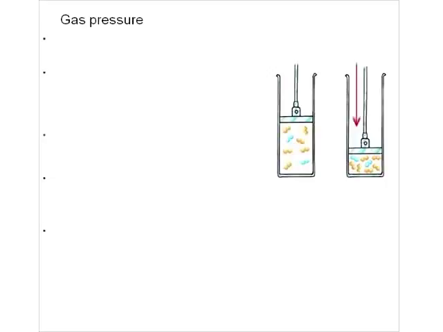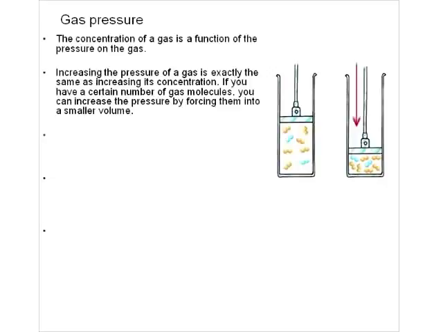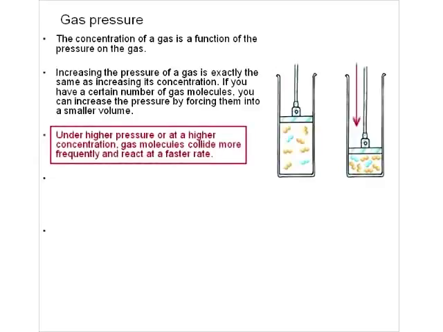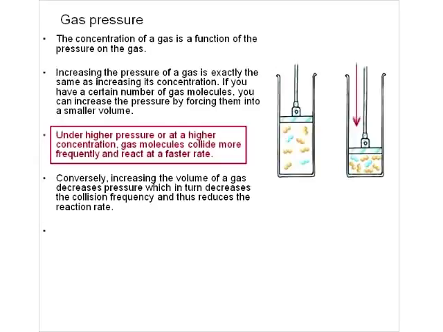So in terms of gas pressure, increasing the pressure of the gas is exactly the same as increasing the concentration. You have more gas molecules, therefore you have more collisions. Okay, under high pressure or higher concentration, the gas molecules are going to collide more frequently, and therefore we should see a faster rate of reaction. More collisions, faster rate. The opposite is true here.